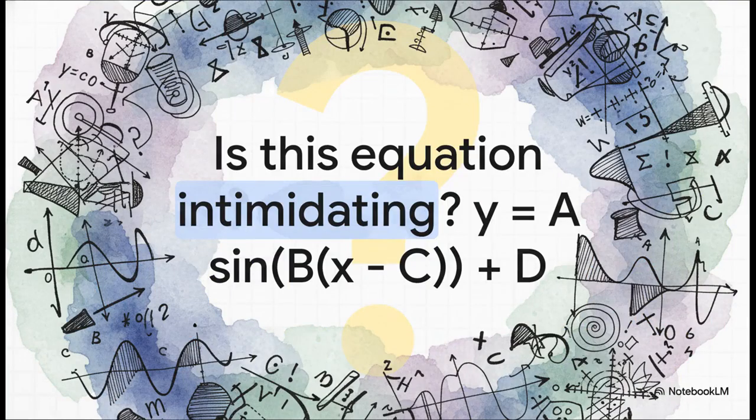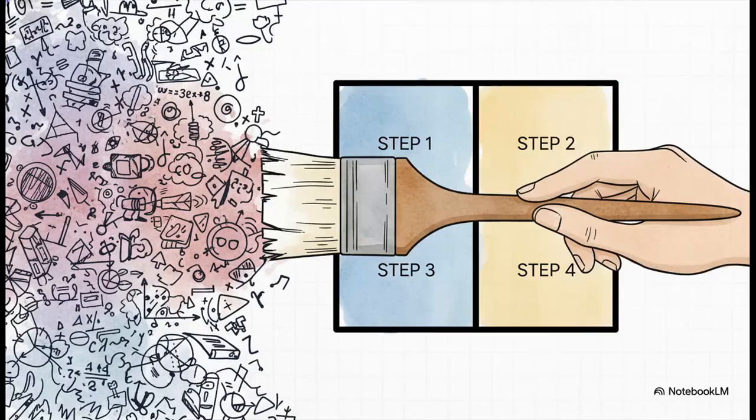So, you see this equation on a test or in your homework. Yeah, I get it. Your first reaction might be, whoa, what is that? All those letters, A, B, C, D, it kind of looks like alphabet soup, right? It can feel pretty intimidating. But stick with me here, because I promise you, by the end of this, you're not going to see this as a problem. You're going to see it as a set of instructions, like a recipe. We've got a foolproof plan to break it all down.